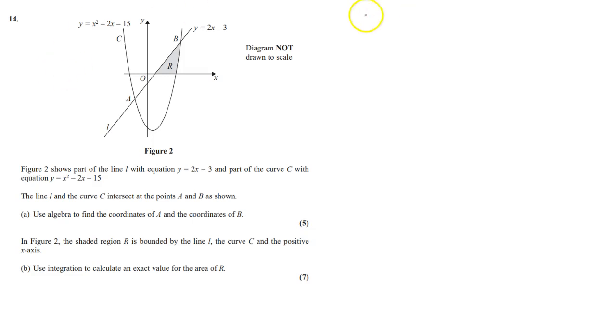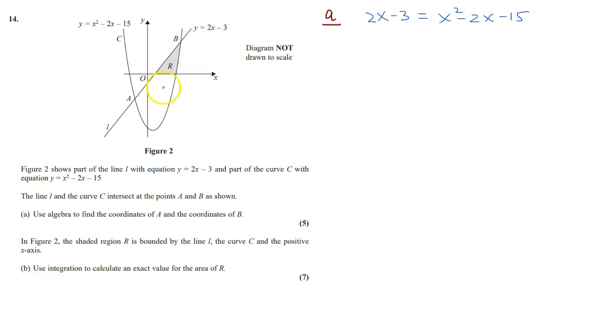Question number 14, part A. The question is, this is a curve, y is quadratic, x square minus 2x minus 15, and this is a line. So the curve and line are intersecting at A and B. So these are the simultaneous equations. So we simplify it using simultaneous equations, that is 2x minus 3 is equal to x square minus 2x minus 15.